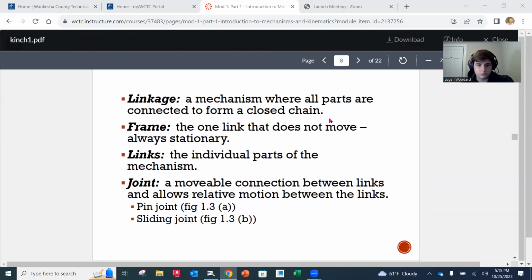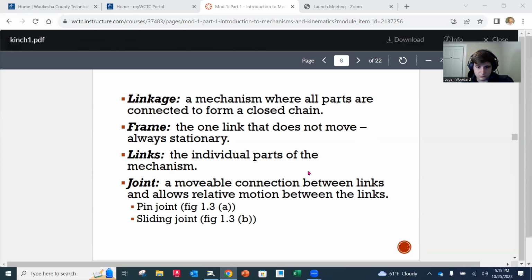So a linkage, first and foremost, is going to be a mechanism where all the parts are connected to form a closed chain. So the mechanisms that we're going to be looking at are all linkages. There aren't open-endedness, if you would, to them. A frame is going to be one of the links in our mechanism, but it's not going to move. Okay, it's not going to move. So it's really our base. It's really going to be our foundation that we're going to be connecting to.